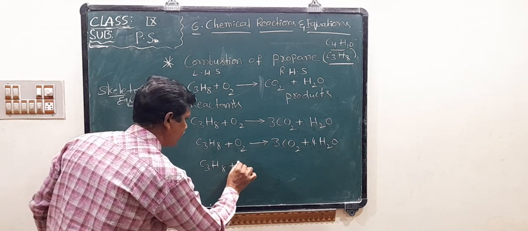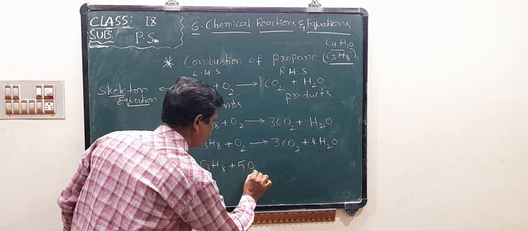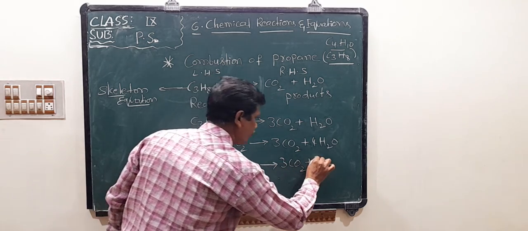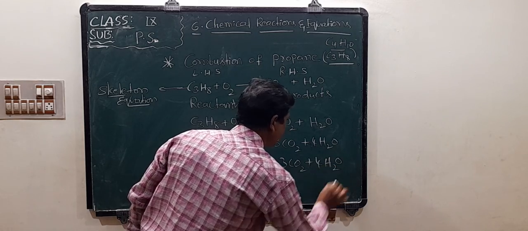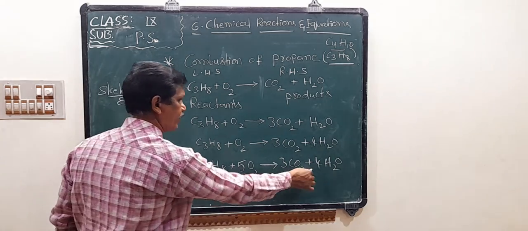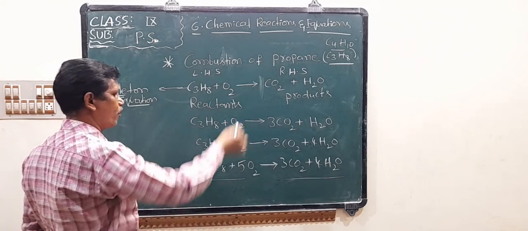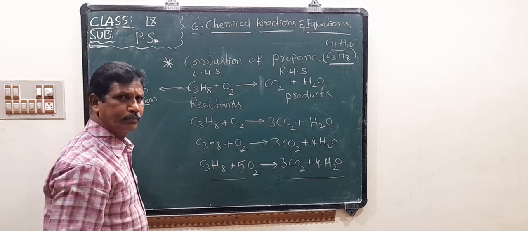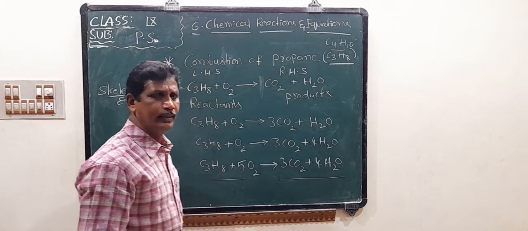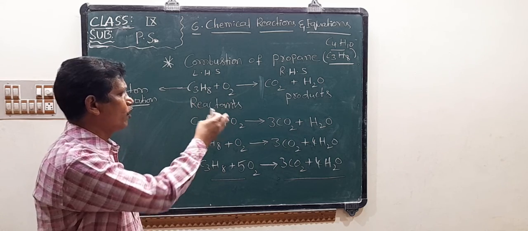C3H8 plus 5O2 gives 3CO2 plus 4H2O. This is the balanced chemical equation for the combustion of propane: C3H8 plus 5O2 gives 3CO2 plus 4H2O.